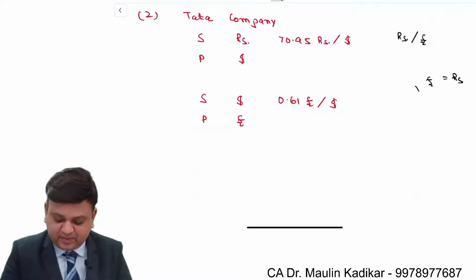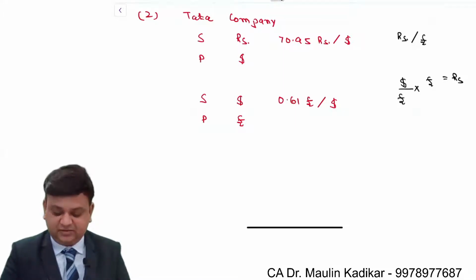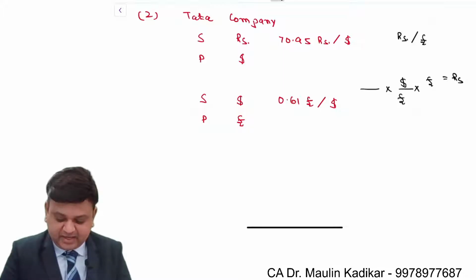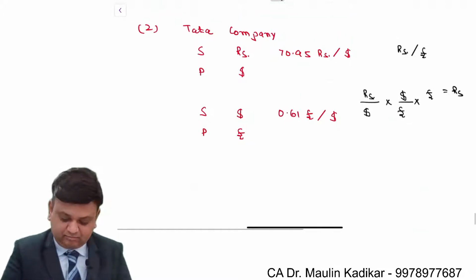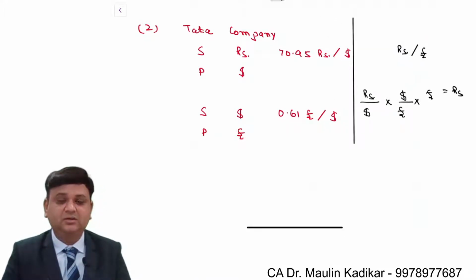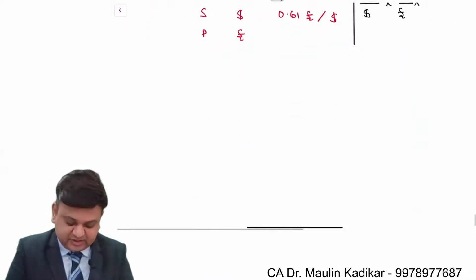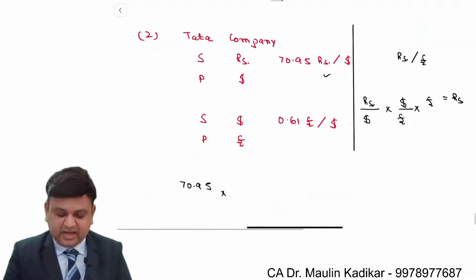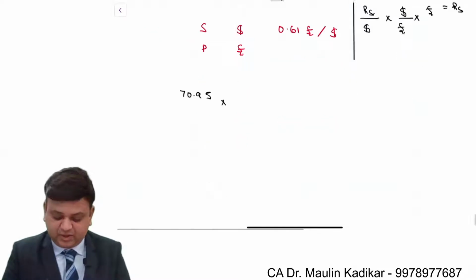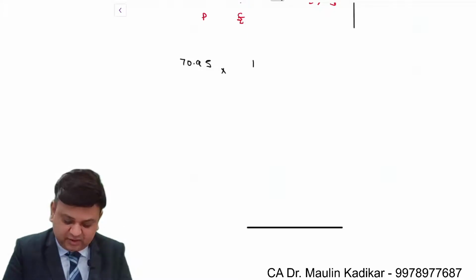Rupees is the final answer. Answer is required per pound. Against pound, which currency is given? Dollar currency is given. Against dollar, which currency is given? Rupee currency is given. That is the way we are required to form the equation. I want rupees per dollar, and the same is provided to us in the example: 70.95. I want a dollar per pound. However, the question is providing pound per dollar, so we'll make it the reciprocal.